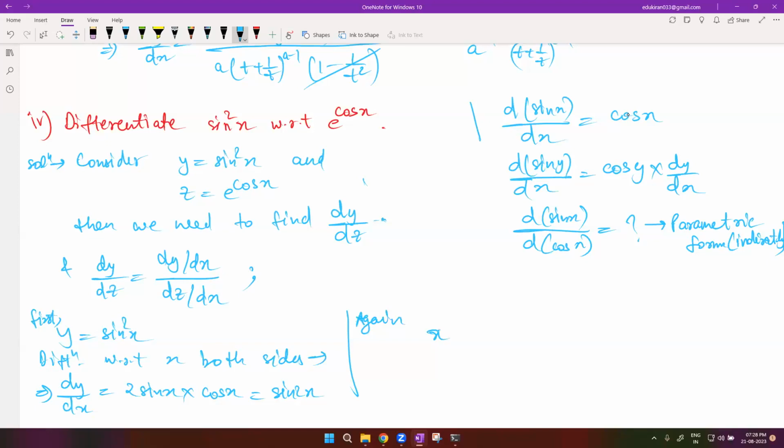Then again, z is equal to what? e to the power cos x.